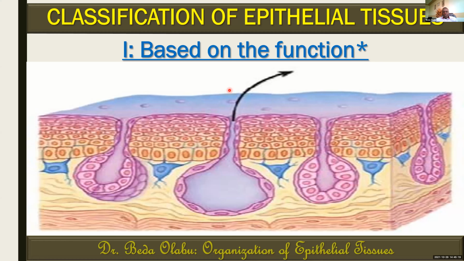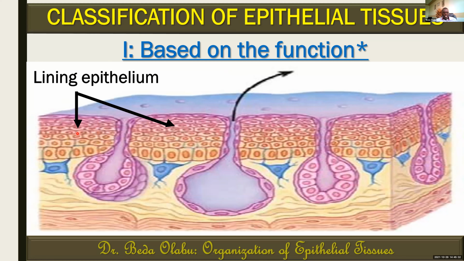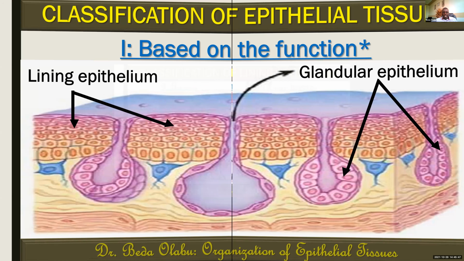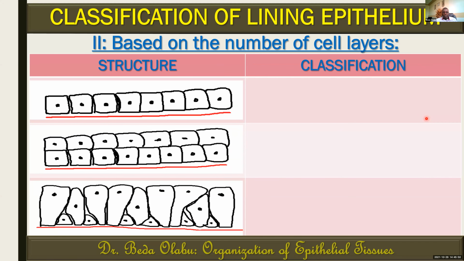Now let's break down what we've just said. We've said according to function, we classify epithelium into two. We have the lining epithelium, which actually covers surfaces, offering a protective role. And glandular epithelium, the one that provides secretions. And we've said that the rest of the classification of epithelium is now based on us breaking down the lining epithelium.